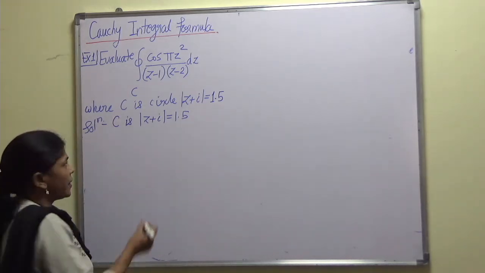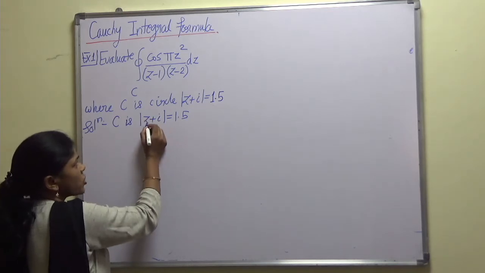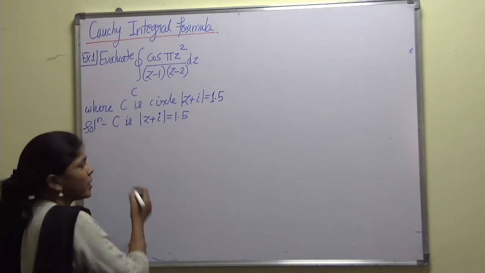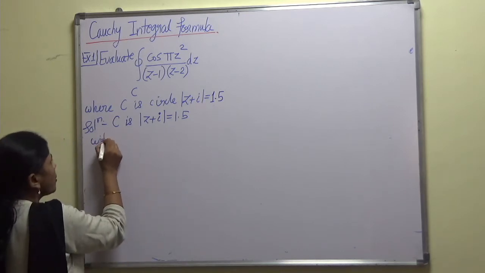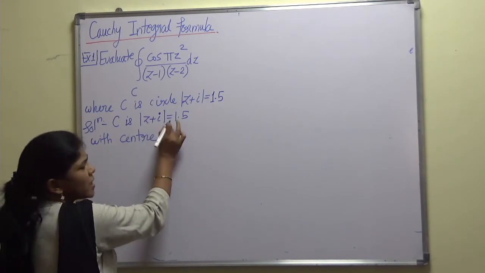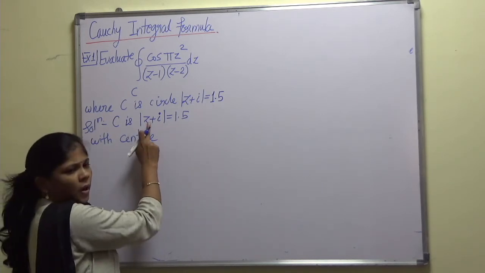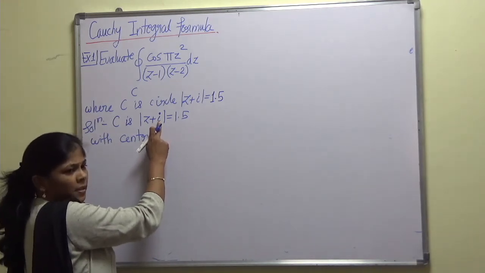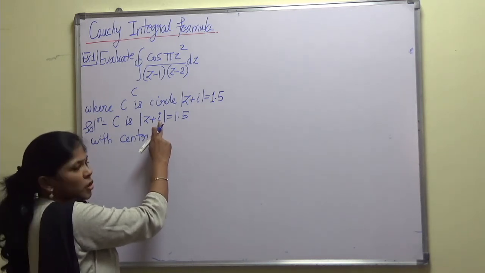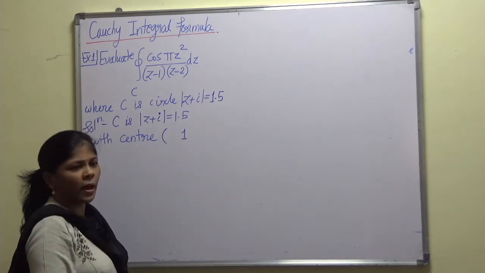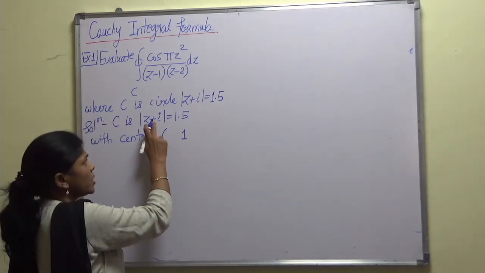of the circle, right? So C is given by this equation, |z+i| = 1.5, right? In order to find out the center, in this modulus term, just leave this z. The remaining part, what is that i, represents the y coordinate of the center. So the coefficient of i is 1, that's why the y coordinate of the center is nothing but 1, and change the sign just before this.